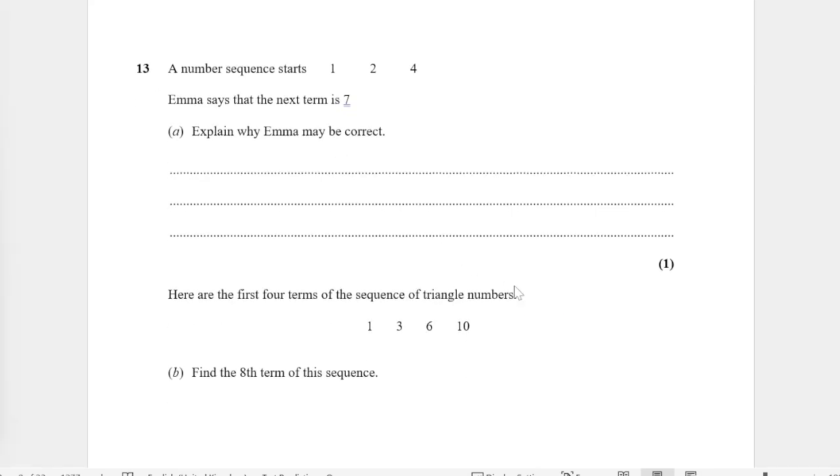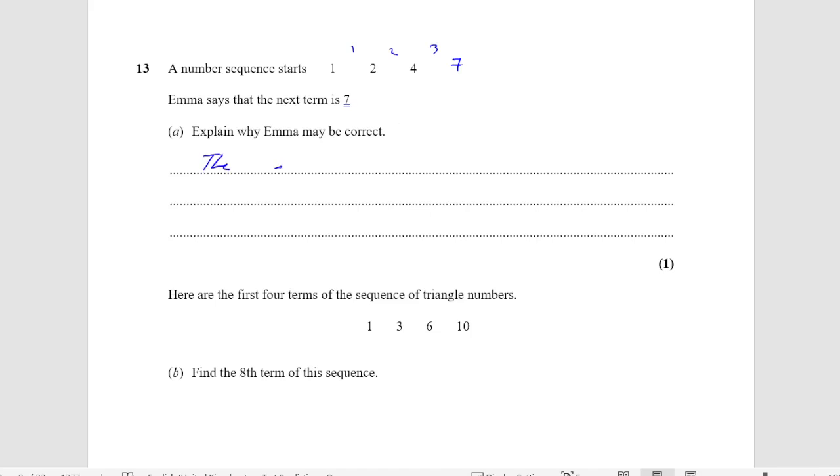Question 13. A number sequence starts 1, 2, 4. Emma says that the next term is 7. Explain why Emma may be correct. So let's kind of show it. Difference there is 1, difference there is 2. If the difference there is 3, then the next number would be 7. So I've kind of shown it there.